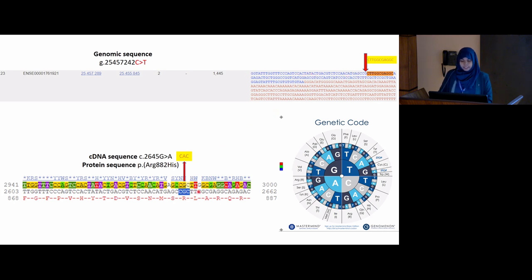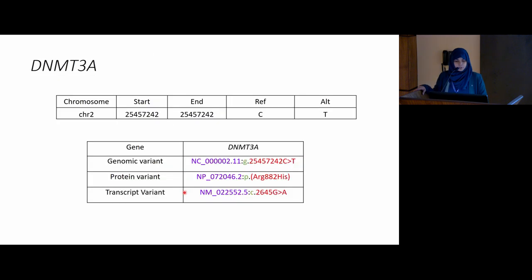At the cDNA level, at position 2645, there is a change from G to A. So CGC is becoming CAC. That is arginine at position 882. This arginine is becoming histidine at 882. So now you can cross-check with your results. You would have got something like this on VariantValidator.